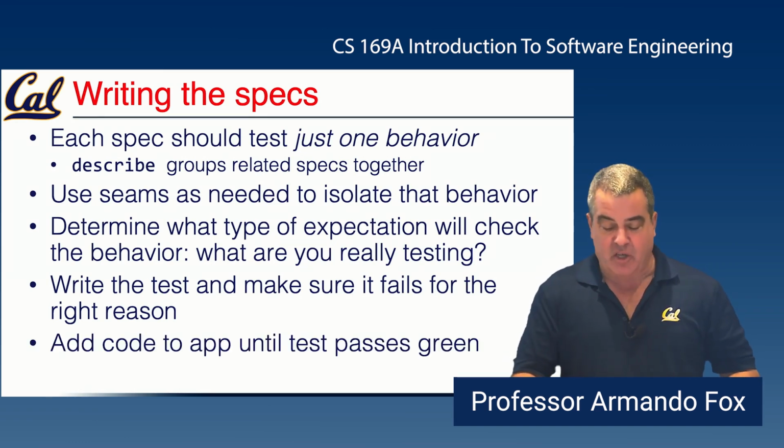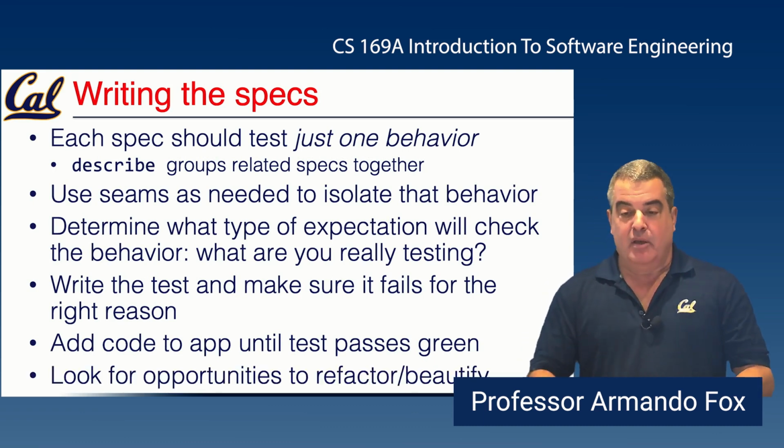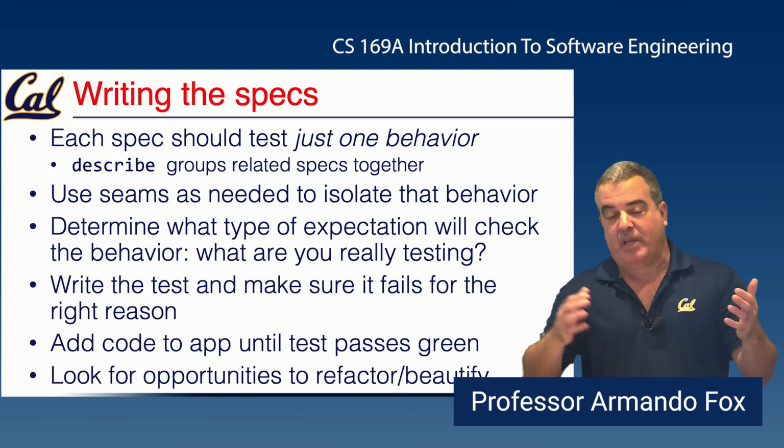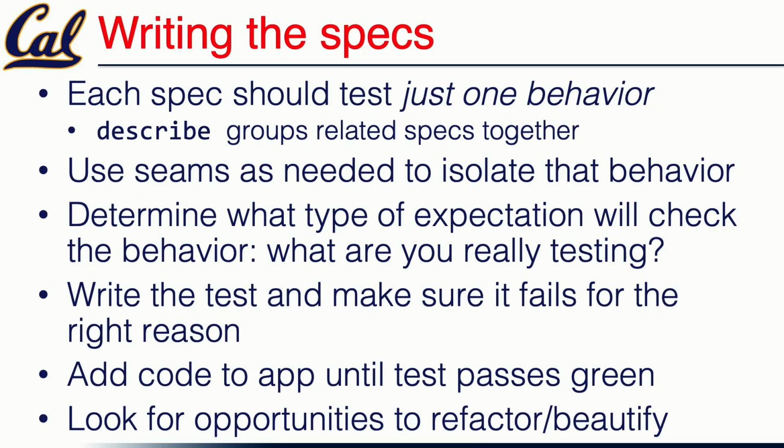And so adding code to the app until the test passes green, that part's easy. And when you're done, because you've been incrementally adding code, look for places where you can sort of clean up some slop around the edges. And that is the red-green refactor cycle.